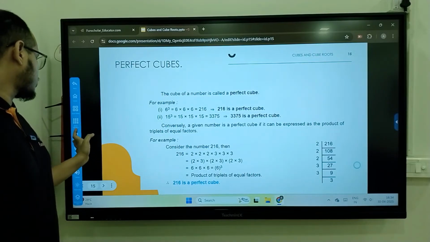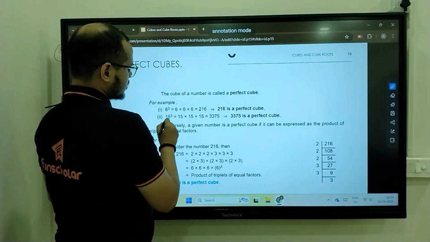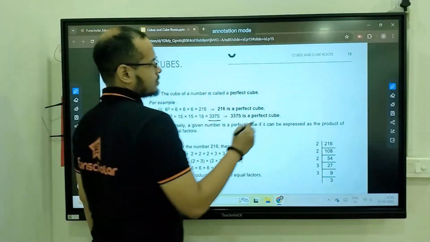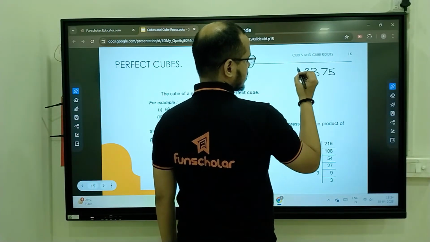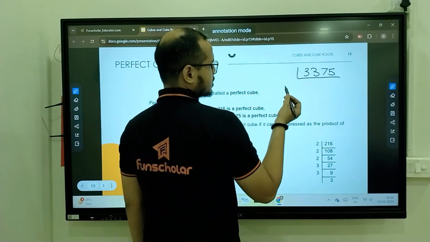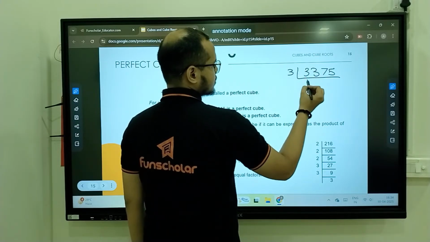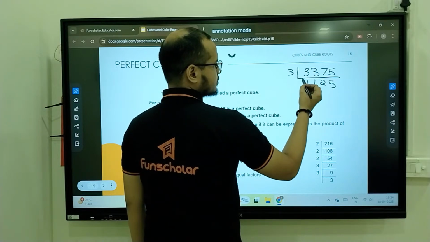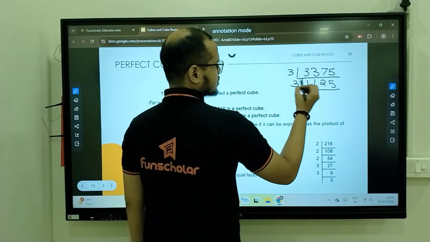So let's do it for 15. 15 cubed gives 3375. Let's write here 3375. First let's start off with the lowest prime, 3. 3 plus 3 is 6, plus 7, plus 5, let's see whether this is divisible by 3 or not. 3 threes are 9, and 1125 is divisible by 3, so yes, divisible by 3.